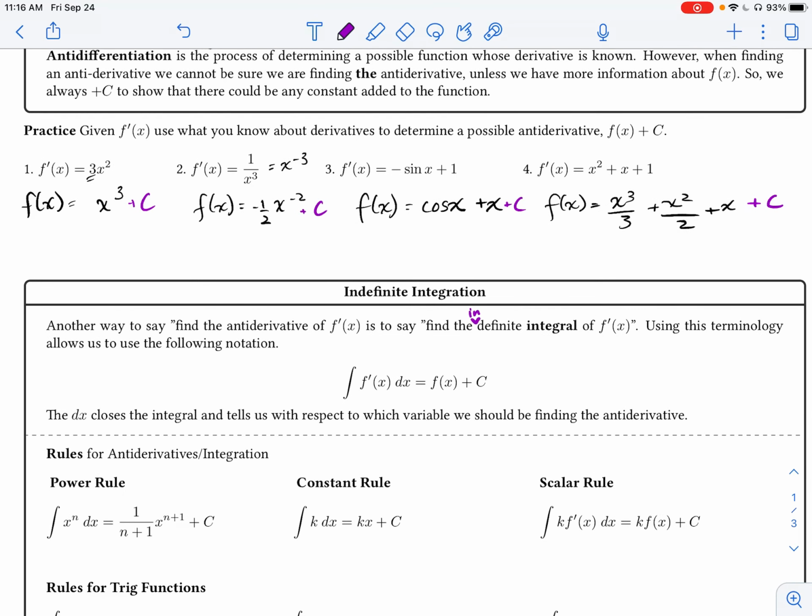We'll talk about definite integrals in the next unit. But what we're effectively doing is to find an indefinite integral. It's just another name for an antiderivative. It's to find the family of functions whose derivative is known.